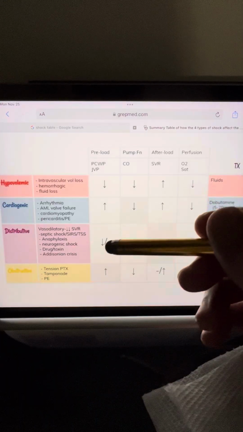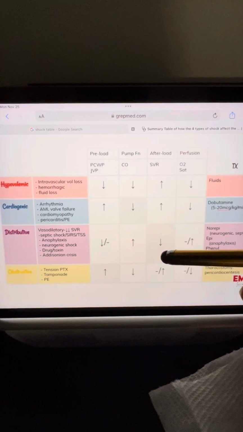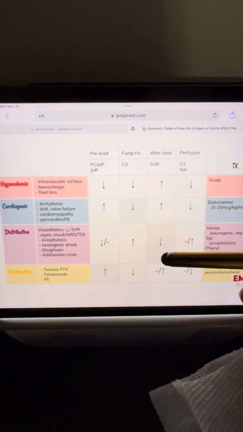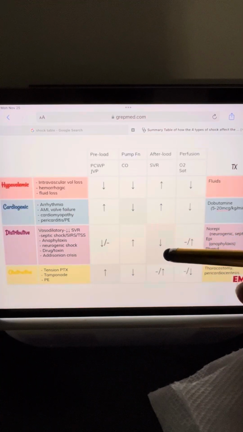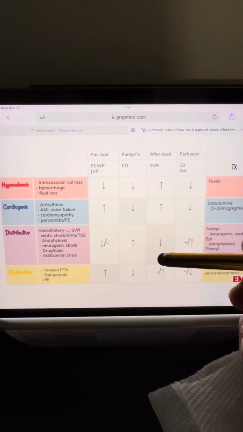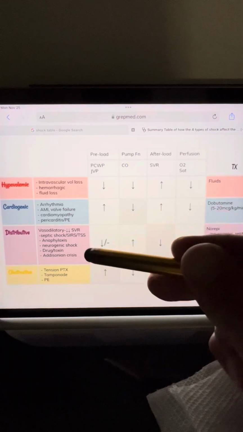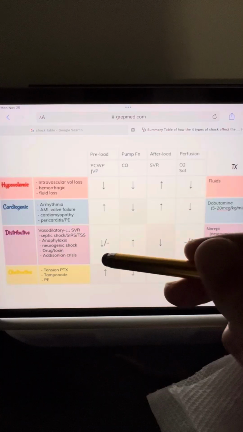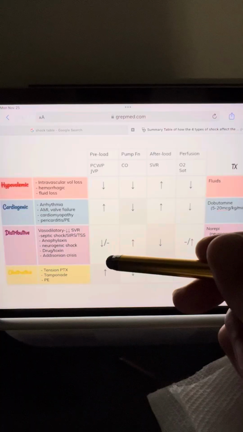So let's just go over the values. Now remember, the main disturbance is vasodilation, or dilation of the blood vessels. So you're going to see a decrease in systemic vascular resistance. That's the primary disturbance. And as a result, the pressure in the heart is going to go down, right? Because essentially the vessels are dilated, so they're going to hold a lot more blood, and that's going to pull blood away from the heart.